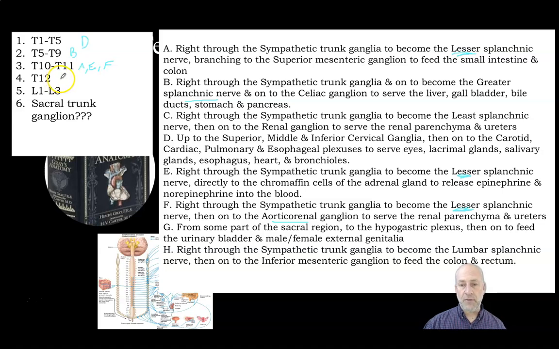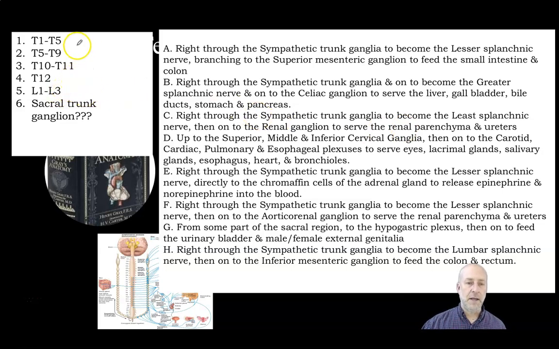T12, you're headed right through, and you're going to become the least splanchnic nerve, C, right through the sympathetic trunk ganglion, making you a splanchnic nerve. In this case, you're going to be the least splanchnic nerve, and you're going to go on to the renal ganglion, and you're going to do a very similar thing that happens at the aorta, at the aortico-renal ganglion. Same thing, very similar thing. So you can think of the aortico-renal ganglion and the regular renal ganglion as pretty much doing the same thing. Go into the renal parenchyma and just shut down urine production at the renal parenchyma.